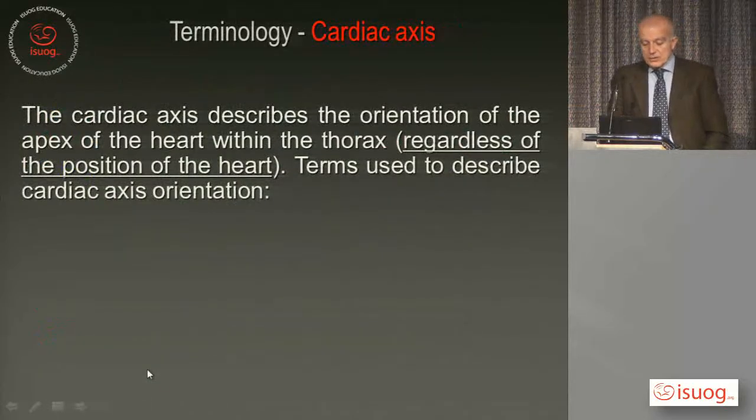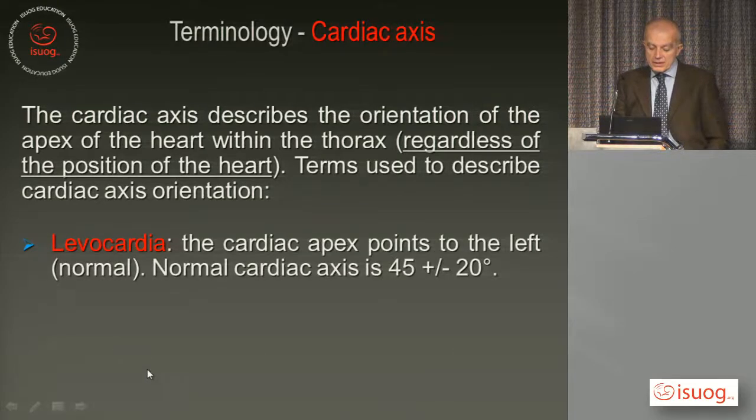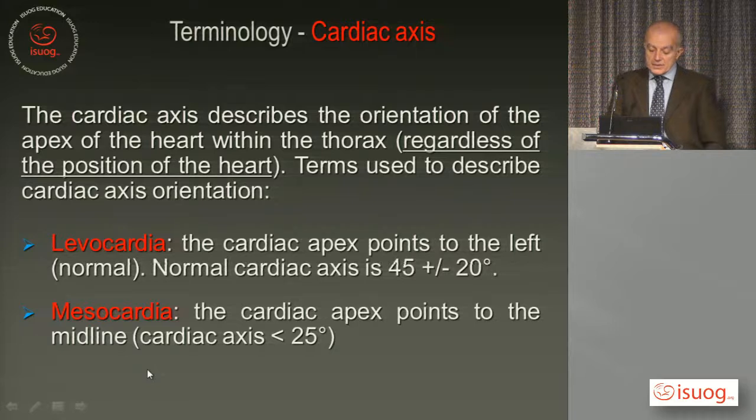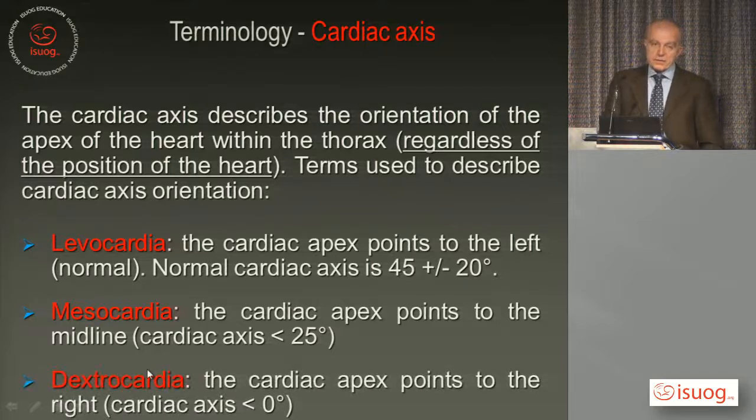So, going into the terminology, the cardiac axis defines the orientation of the apex of the heart within the thorax, regardless of its position. And the terms used to describe this cardiac axis are levocardia, if the cardiac axis points to the left, and the normal range is roughly 35 to 65, if you add the 20 degrees, which is the standard deviations. Mesocardia, then, if the apex is less than 25 degrees towards the left and 0, of course. And dextrocardia, if it's on the other side. So it's if the cardiac axis is reversed on the other side.